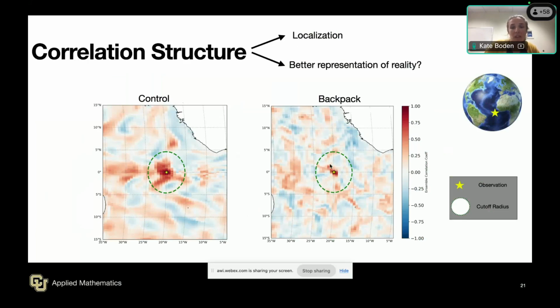And this is probably, we might expect, a better representation of reality, which is again advocating for the use of these types of parameterizations in coarse resolution models and trying to deal with how that interacts with data assimilation and observations.